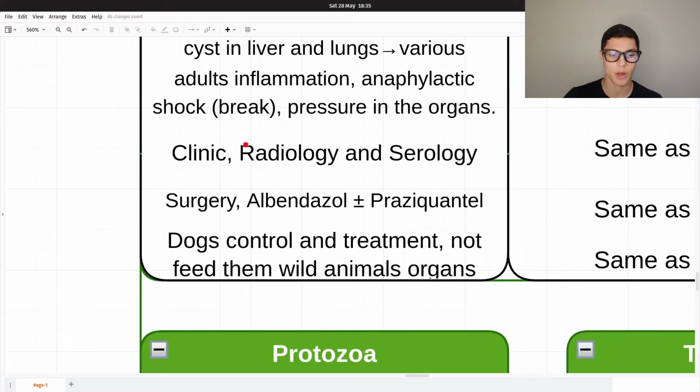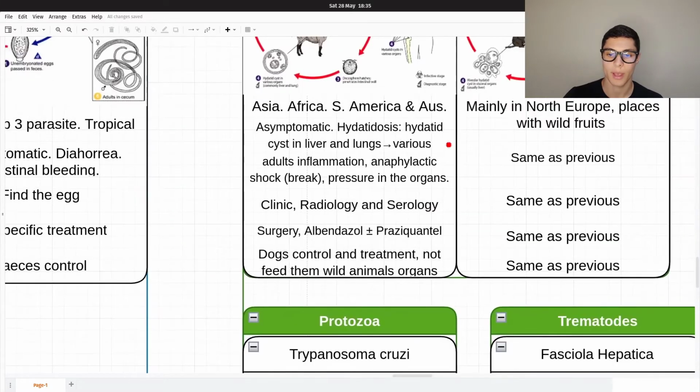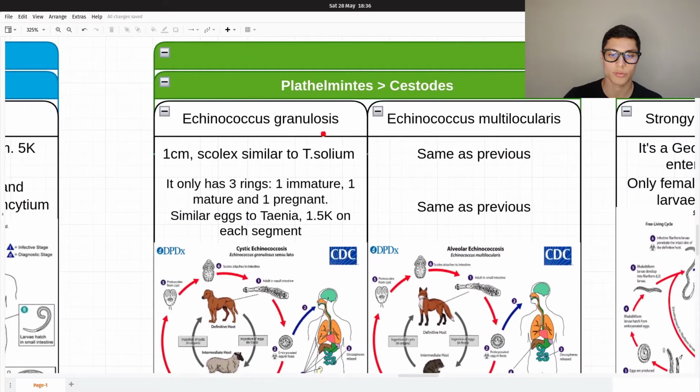The diagnosis, well, clinic, radiology and serology. The treatment, surgery, is very important. We need to remove those cysts. And then, of course, albendazole and praziquantel. These are always present. And the prophylaxis, dogs, control and treatment. And we do not want to feed them wild animals' organs. Okay, so that was Echinococcus granulosus.